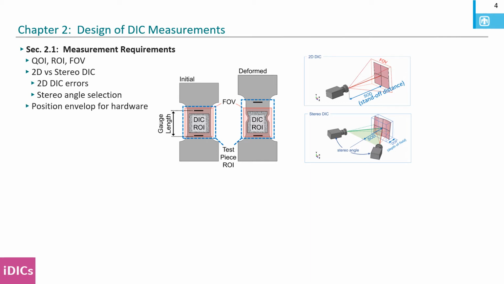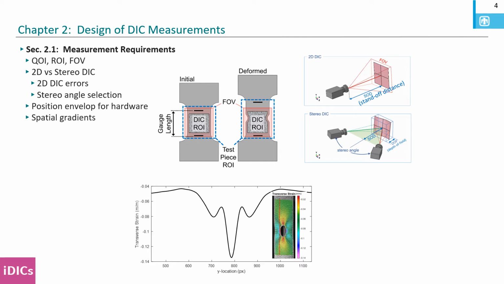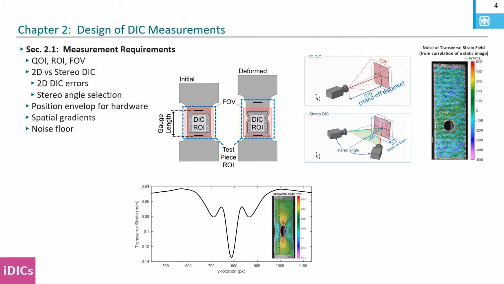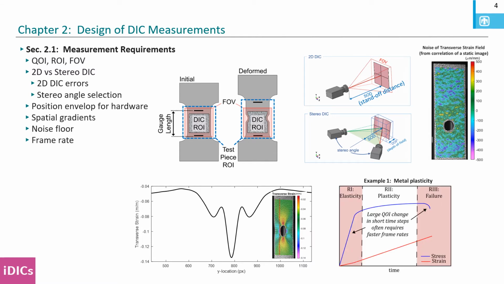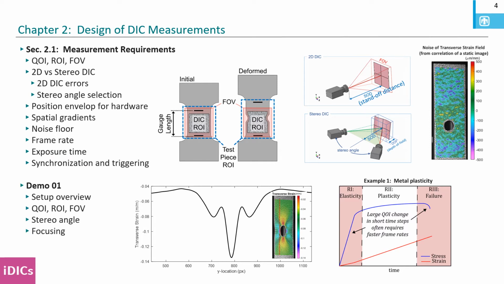We'll talk about designing the appropriate position envelope for all of your hardware, spatial gradients and noise floor of your quantity of interest, what frame rate you might want to use for different types of tests, and also exposure time and synchronization and triggering. After we go over all of these concepts in the narrated slides, we'll have a demonstration that hopefully illustrates and elucidates all of these concepts.